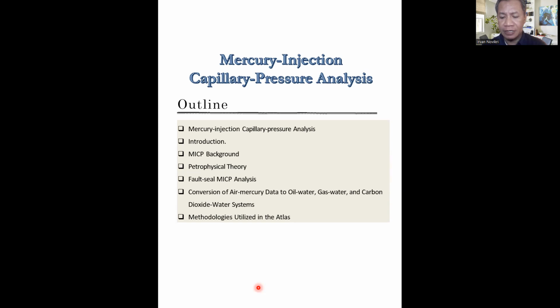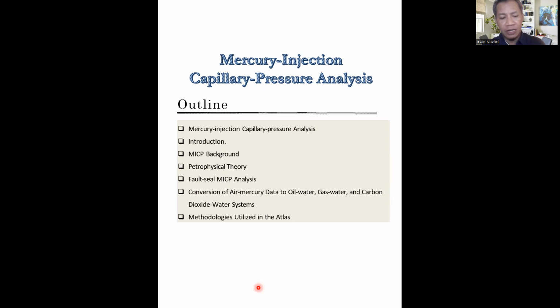This atlas presents the microstructural, petrophysical, and geomechanical properties of selected caprock and fault seal as an analog for predicting seal capacity or containment potential. Primarily, the atlas is developed on extensive mercury injection capillary pressure analysis using XRD, thin section, and grain size, which we're going to see in the next overview.